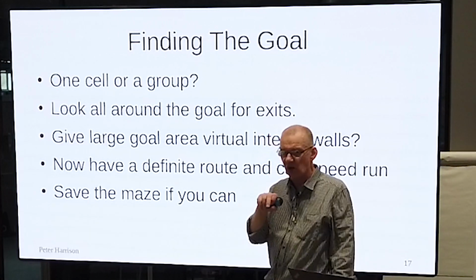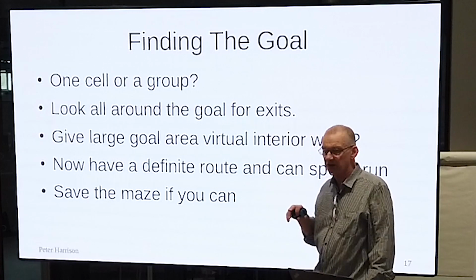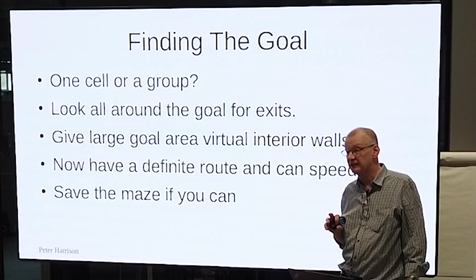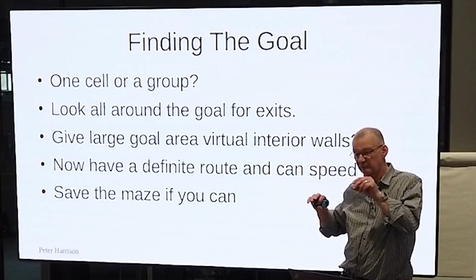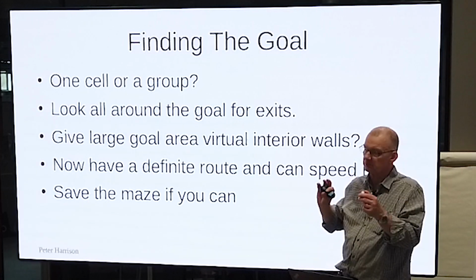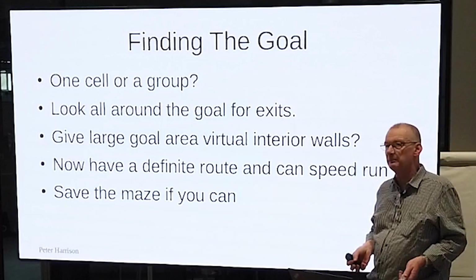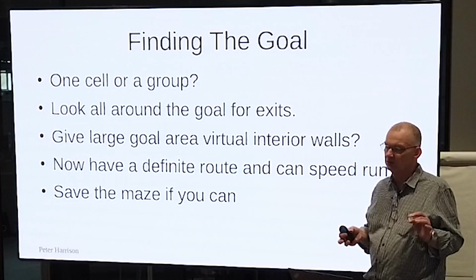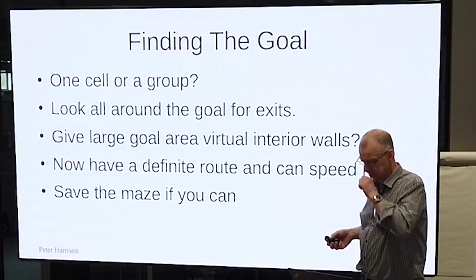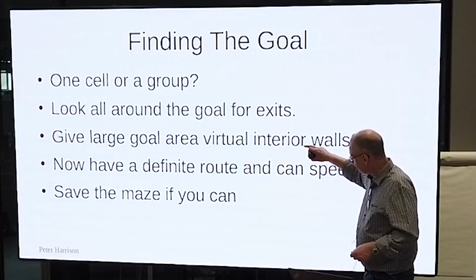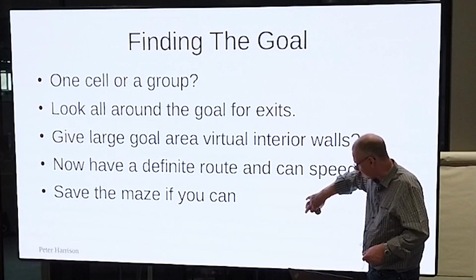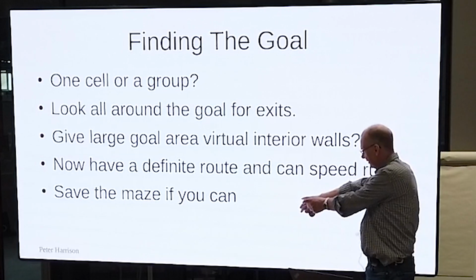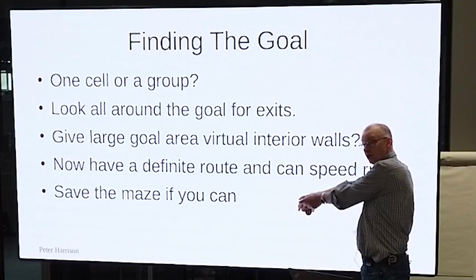There's no guarantee there's only one entrance to the goal area. So some people circumnavigate it, looking for other exits, because it might very well be that you've picked the worst one. Some people, knowing how big the goal area is, do stuff like, if you've come in, you don't really want to come in and stop there when you do your speed run. So they might examine the goal area and change the target cell to one away from that.